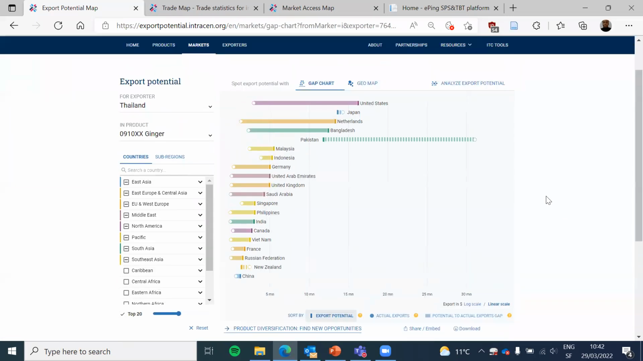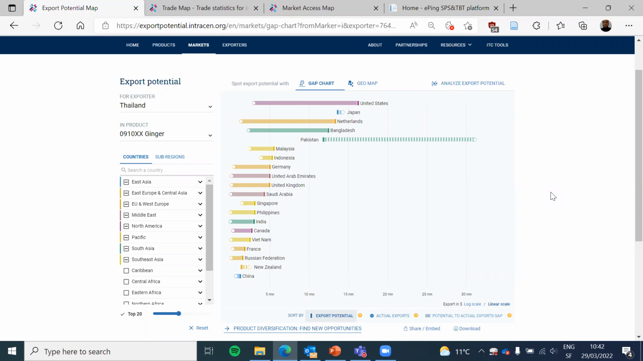There are two types of line. You will see a solid line, like for the United States, Netherlands, Bangladesh, Malaysia, Indonesia, etc. This is because the button is the current export, and at the end of the line is the potential export. There's a gap, and that's what we call the untapped potential. However, countries like Japan, Pakistan, and New Zealand have a dotted line, because the country has already exceeded the export potential in those markets.